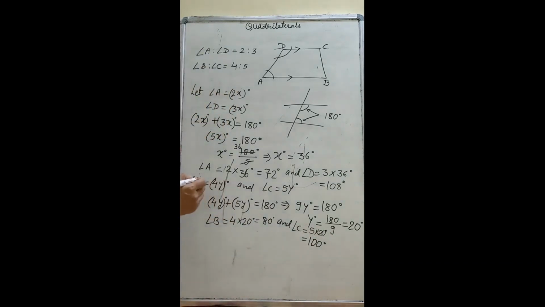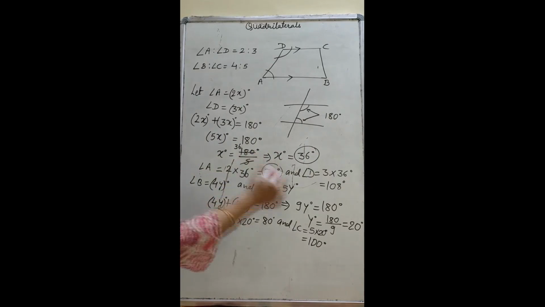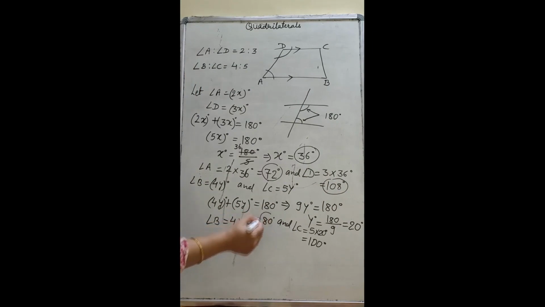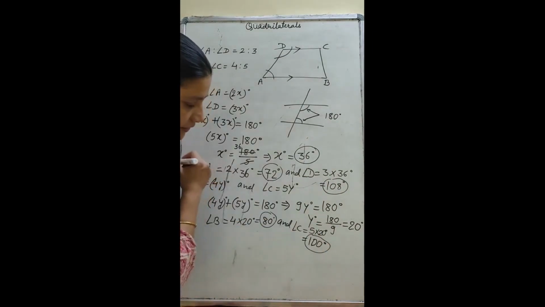So our answer is: the value of x is 36, angle A is 72 degrees, angle D is 108 degrees, angle B is 80 degrees, and angle C is 100 degrees. Now it is over. Next question is here.